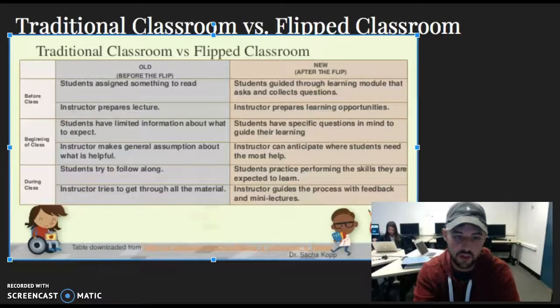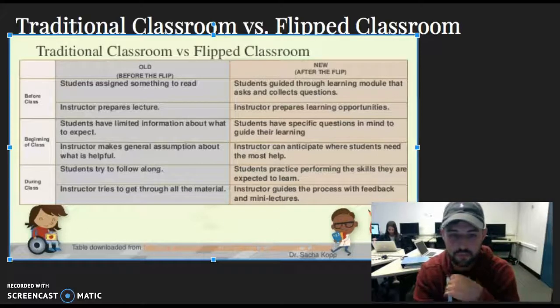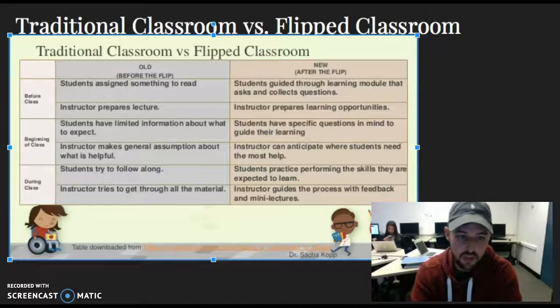So for a traditional classroom, before class, students are assigned something to read, and the instructor prepares a lecture. For the flipped classroom, before class, the students are guided through a learning module that asks and collects questions, and the instructor prepares learning opportunities.